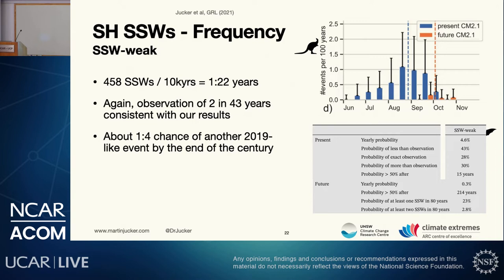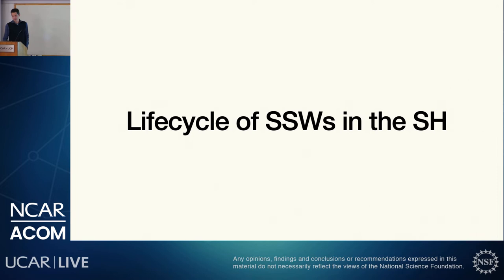So 1 in 4 chance to have another 2019-like event. All right. So now that we have all of these Southern Warmings in our simulation, we can also see what's the life cycle, what are precursors, what forces the Southern Warmings, what do they force in turn. Because we have 159 events, we can do nice statistics. So what we do is composite on them.